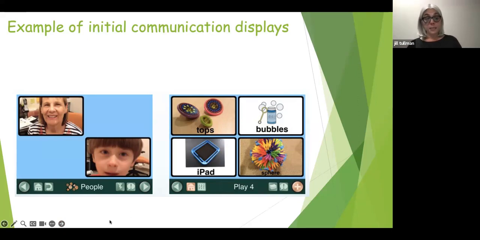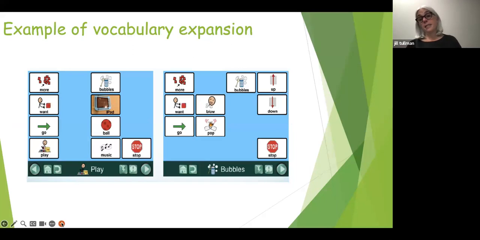And here we have some activity choices. Then as things expand, when I talked about consistent location, and just for time's sake, I'm giving you a crash course in some brief points and maybe some takeaways. On the left is the play page, and on the right, bubbles. The pictures for more, want, and go are in the same location on the play page, and bubbles is in the same location on the play page as it is on the bubbles page.